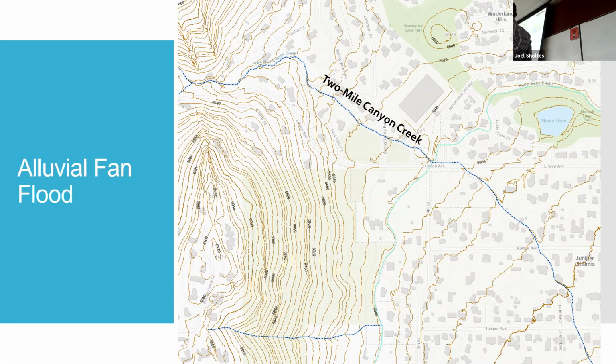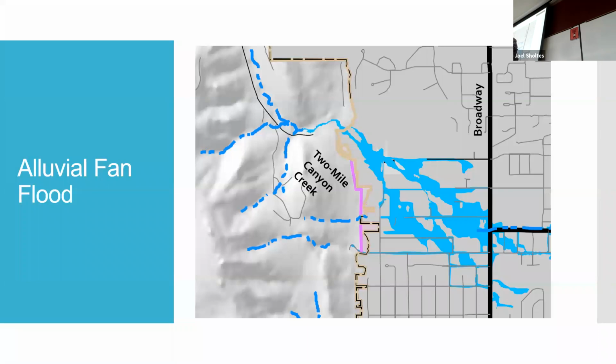Boulder is built on a lot of fans coming out of the foothills. There's Two Mile Canyon Creek, and this is in North Boulder. So you can see the topography here. Here's a hogback, another hogback. A creek comes through, and then this is the fan right here. So this is the kind of weird convex topography. They modeled this using a 2-dimensional hydraulic model, which we'll talk about next time, to model the floodplain.